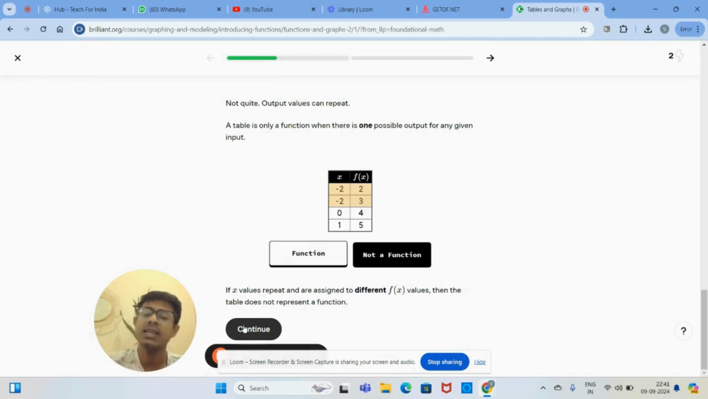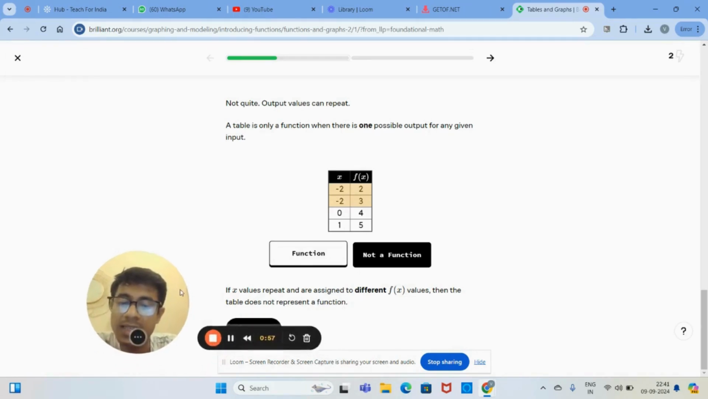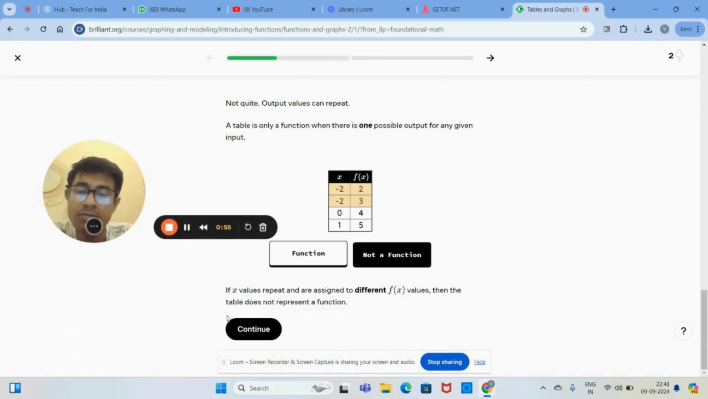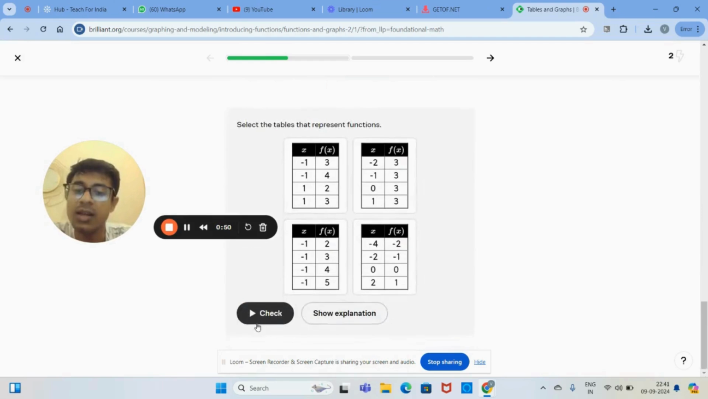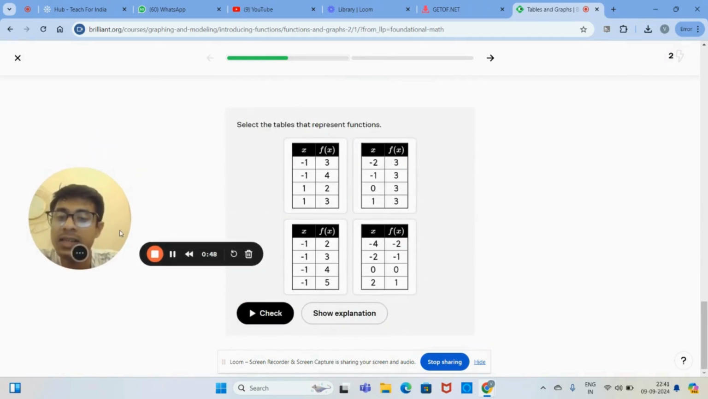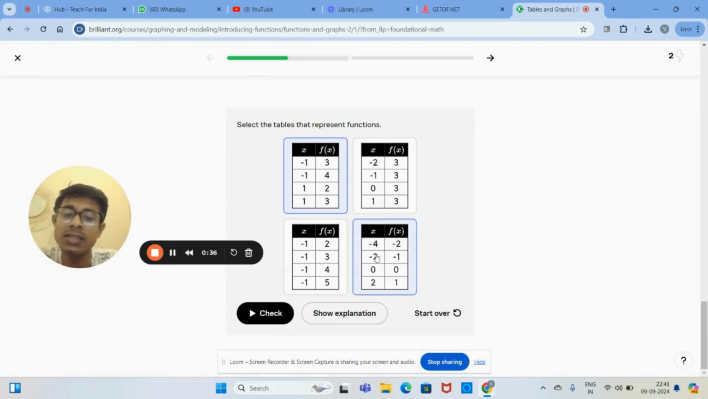Now, it says that if x values repeat and are assigned to different f of x, then the table does not represent a function. Now here they are asking us to tell which. So here you see the inputs are repeating. Here the outputs are repeating. Here the inputs are repeating. Here it says select the table, so there could be more than one. I can see that we have more than one over here.